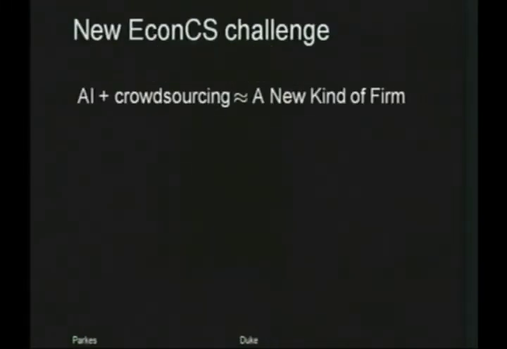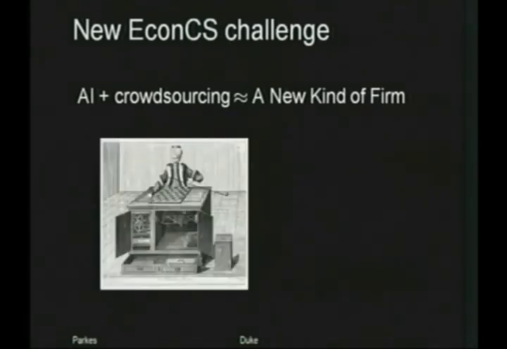What I think is interesting about all of this, I think there's a new Econ CS challenge here, which is bringing together AI and these tasking, crowdsourcing systems to design new kinds of firms. Maybe we don't need the kinds of firms we have right now. Maybe things can be much more decentralized and coordinated in other ways. And this is a bit of a pun. I apologize if you don't find it funny.